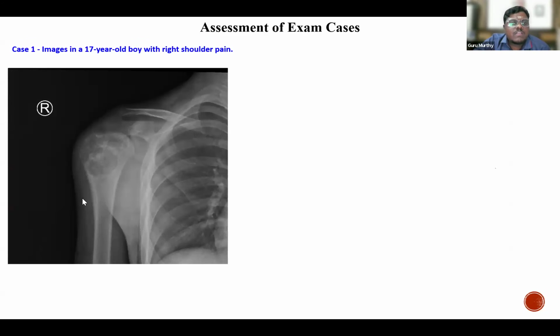So this is an image in a 17-year-old boy with right-sided shoulder pain. How are we going to start? This is a frontal radiograph.